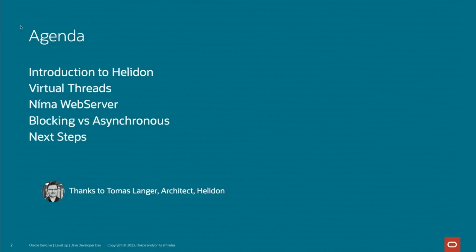So the agenda for today, I'm going to give you an introduction to Helidon. It's a Java framework for writing microservices. I'll talk a little about virtual threads, and then our Níma web server, which is new in the latest release of Helidon. That's based on virtual threads. I'll talk a bit about blocking versus asynchronous or reactive programming and some characteristics there, and then a few next steps and tips. And I'd like to thank Thomas Langer. He's our architect on Helidon, and a lot of this material came from Thomas.